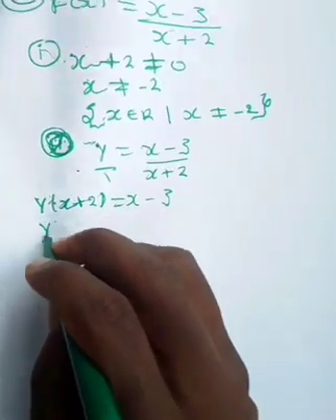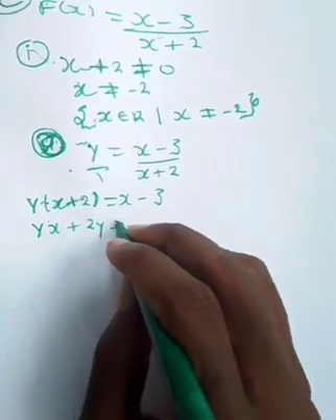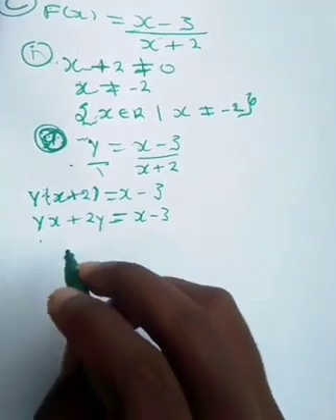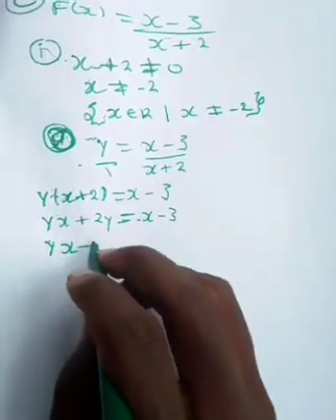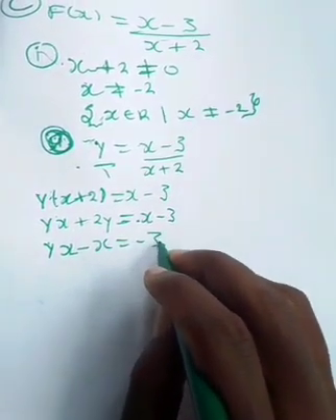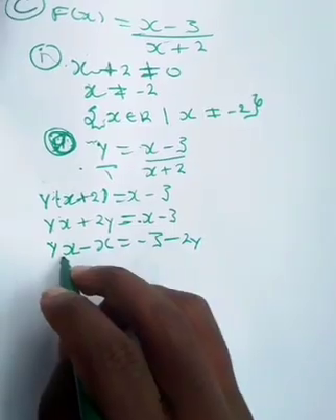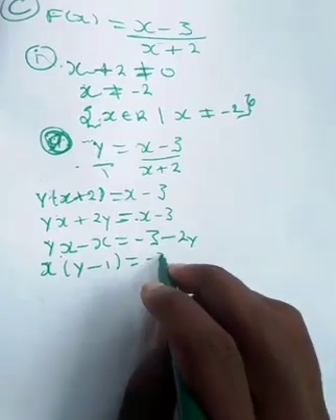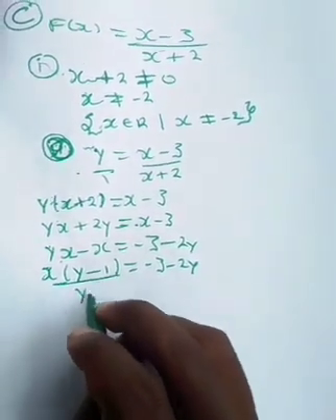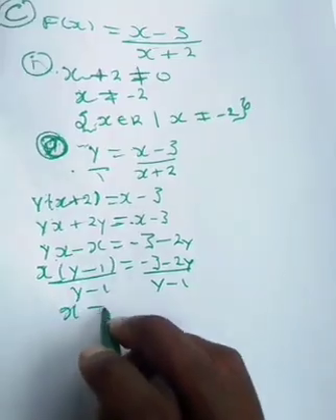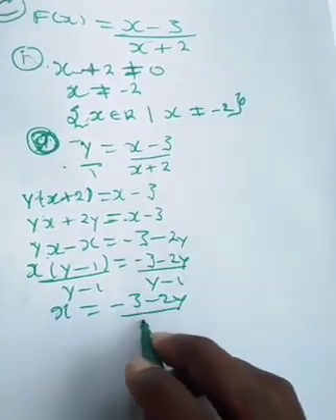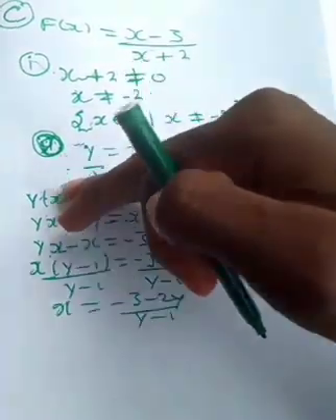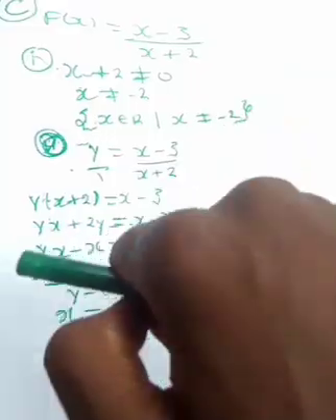So expand: yx plus 2y is equal to x minus 3. I need to make x my subject, so I'll take x to the other side: yx minus x is equal to negative 3, negative 2y. Then I'll factor out x, and I'll have x times y minus 1 is equal to negative 3 minus 2y, over y minus 1. And x is going to be equal to negative 3 minus 2y over y minus 1. Okay, so listen. This procedure is the one we use when finding the inverse, and it's the same one we use when finding the range. It's just that we end here.